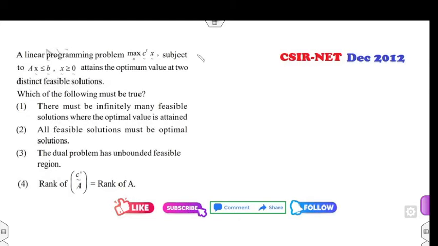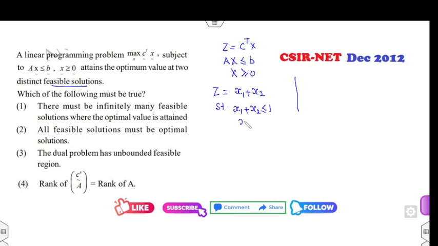Consider the linear programming problem: maximization of c transpose x, subject to the constraint Ax is less than or equal to b, attaining its optimal solution at two distinct points. If it attains two distinct optimal solutions, a very simple example is the objective function with x1 + x2 less than or equal to 1, and x1, x2 greater than or equal to 0.